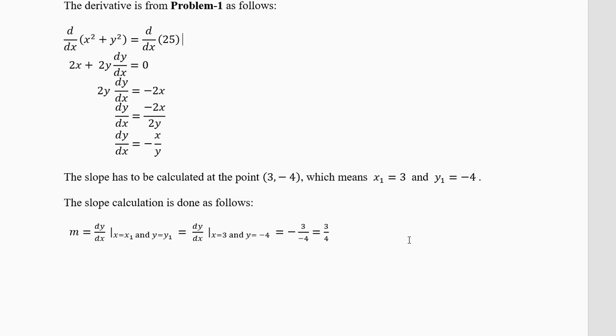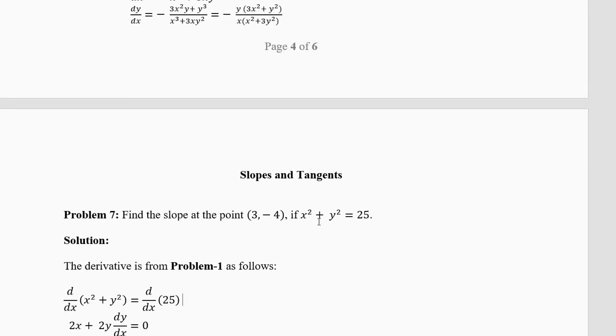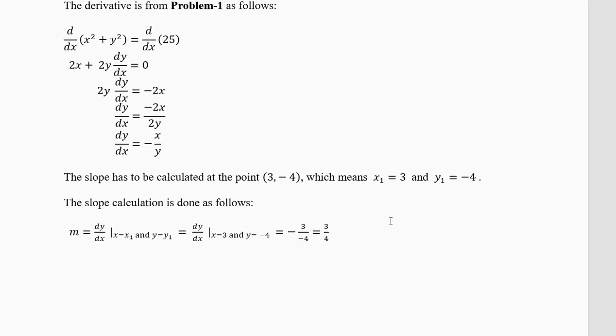Don't think about tangent. We first have to calculate the slope. There is no tangent in this question, only the slope. So what do you say? The slope of x square plus y square equal to 25 at the point 3 comma minus 4 is 3 by 4.